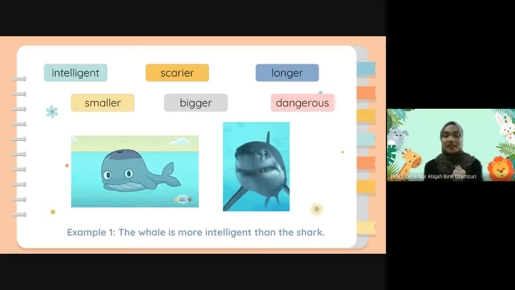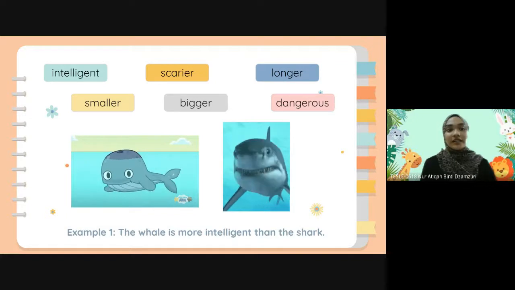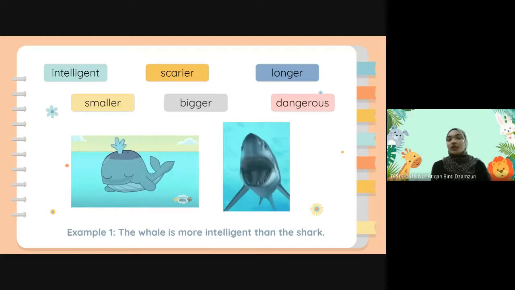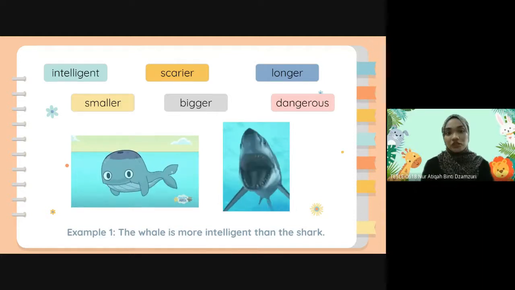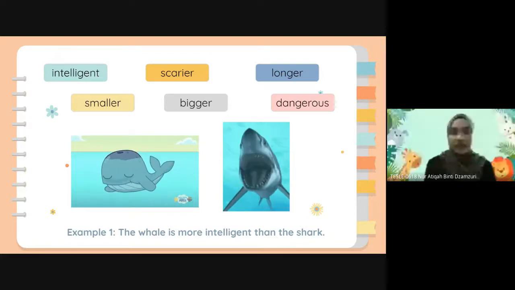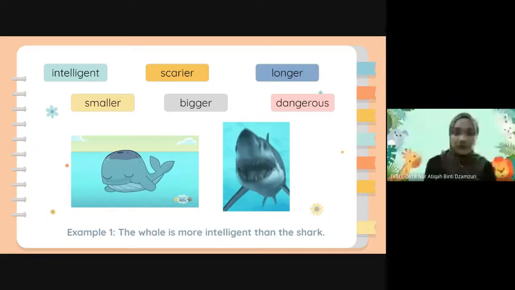Okay, clap your hands. Okay, very good, Damia Aina. Okay, that is all. It seems that all of you can create your own sentence. Okay, after this, I will send this to our group. And then you have to create a sentence for each adjective, okay? I want you to create comparative adjective sentences.